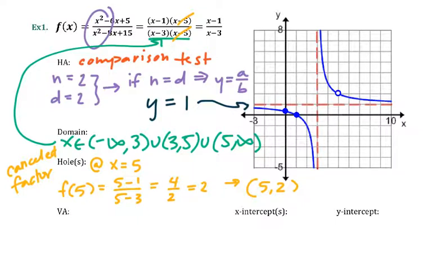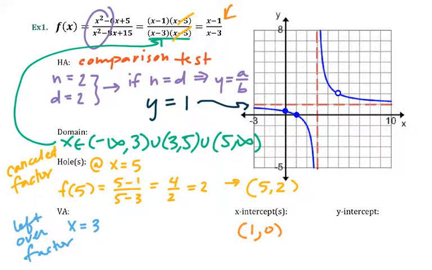The function has one factor left in the denominator, and that factor is x minus 3. So my vertical asymptote occurs here at x equals 3. That is the leftover factor. A vertical asymptote is a vertical line, so we write it as an equation. The x-intercept comes from what we have left over in the numerator, so the x-intercept is at 1, 0.